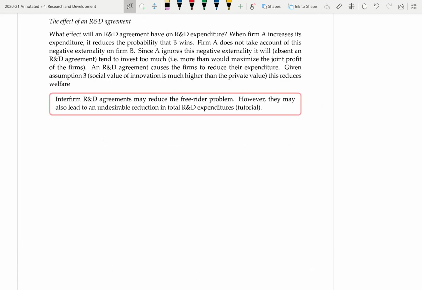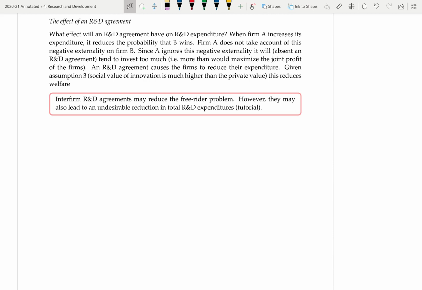So inter-firm R&D agreements may be good. If there are positive spillovers of R&D of one firm on the other firm, then the inter-firm R&D agreement reduces the free rider problem, increases the level of investment, and moves the firms closer to the socially optimal point. However, there may instead be negative externalities of R&D expenditure by one firm on the other firm, and in that case the agreement will reduce the level of R&D expenditure and cause social welfare to fall.